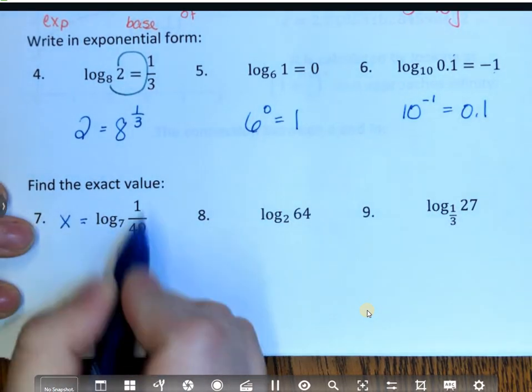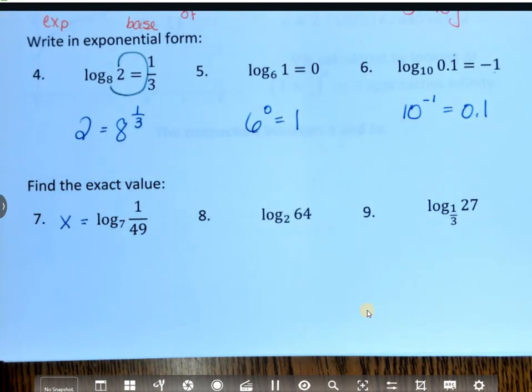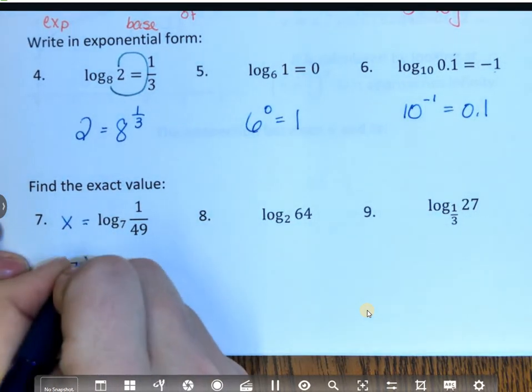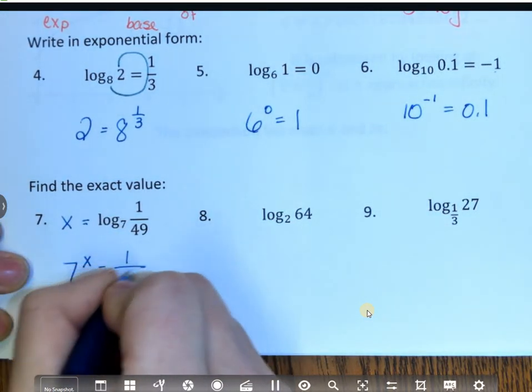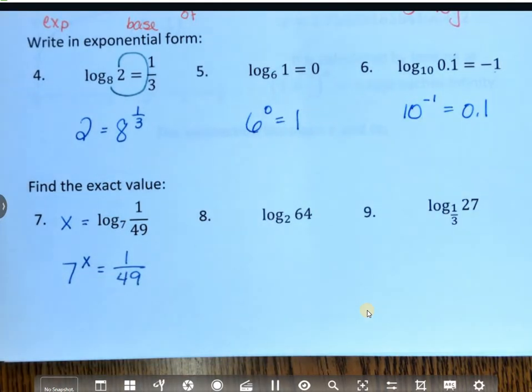So if I were to rewrite this as an exponent, what would you say? Seven to the x power is 1 over 49. And I don't care if you did 1 over 49 is 7 to the x power. It's the same thing, that lovely commutative property. And I want to solve this.